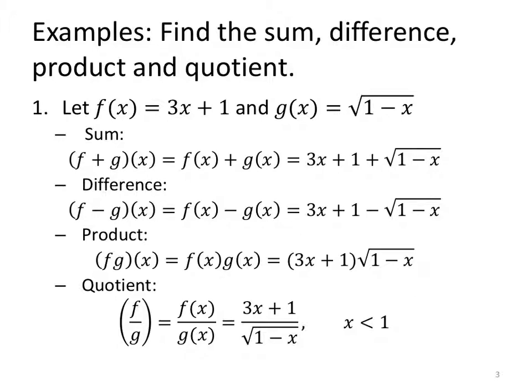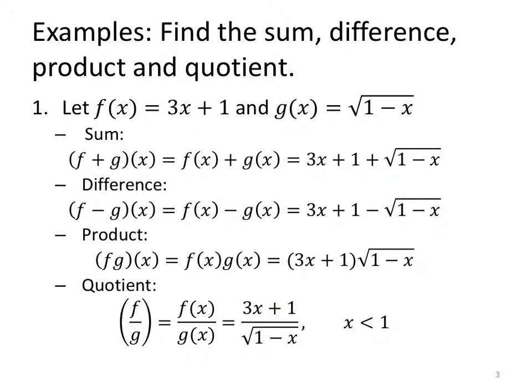So we're going to find the sum, difference, product, and quotient, given f of x equals 3x plus 1, and g of x equals the square root of 1 minus x. I love these. These are kind of easy, so I'm going to give you a second example on the next slide that's a little more challenging. The sum, f plus g evaluated at x, total mathematical notation here, is just f of x plus g of x. So I'm going to write down f of x, 3x plus 1, then I'm going to write down a plus sign, then I'm going to write down g of x, the square root of 1 minus x, and I am finished.